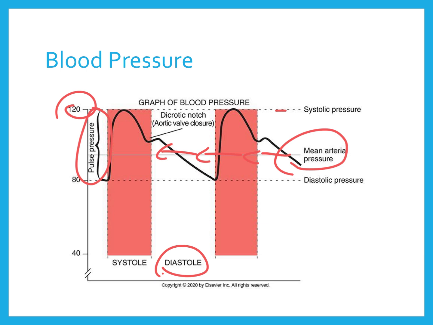It's also calculated by the diastolic pressure plus a third of the pulse pressure, which is that difference, and that will also give you your MAP reading. Remember, we want the MAP to be at least 60 for adequate perfusion.